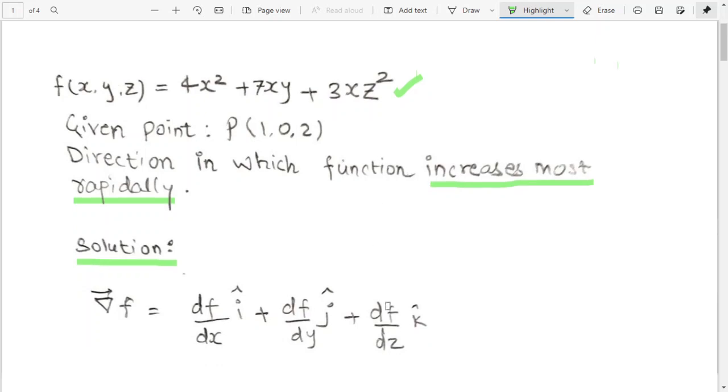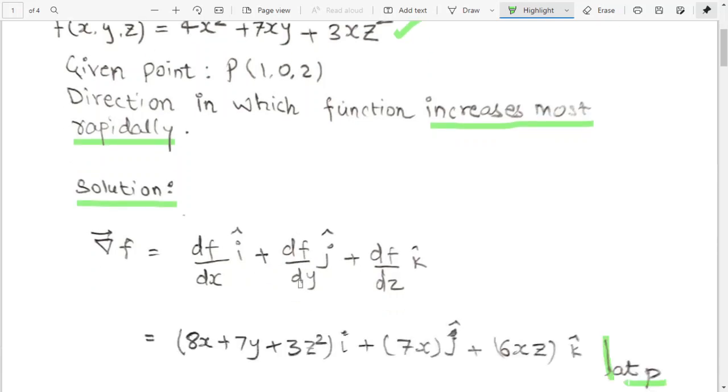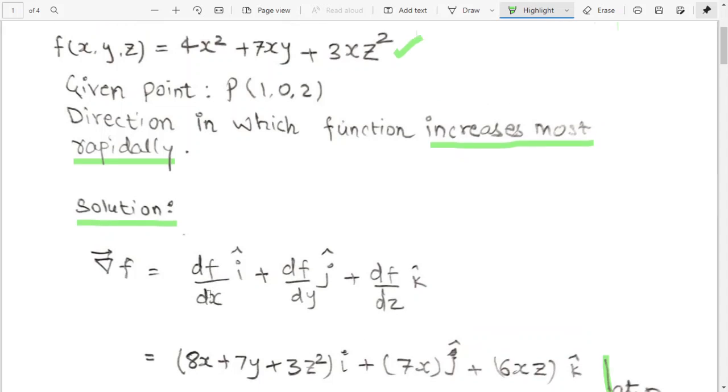So the gradient of f is df by dx in the i direction plus df by dy in j plus df by dz in k. The color is a little light because I wrote this question manually and solved it with a pencil, so you need to consider that while solving. If you put all these derivatives together, you will get an equation in terms of i, j and k. First, you need to take the derivative df by dx.